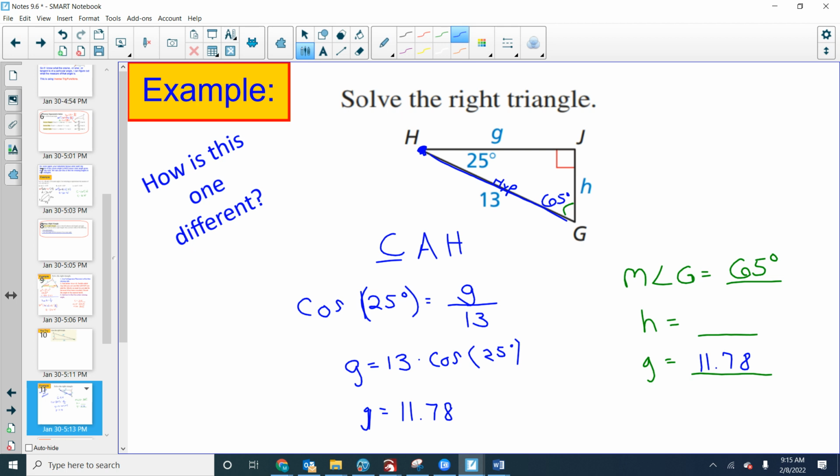We're going to run out of time, but how would I find that third side? Could you do the Pythagorean theorem now? Yes, all eyes up here. Could you also do opposite over hypotenuse and use sine? Regular sine or inverse? Regular, because we're not solving for any angles. All right? That's how you would solve the triangle.